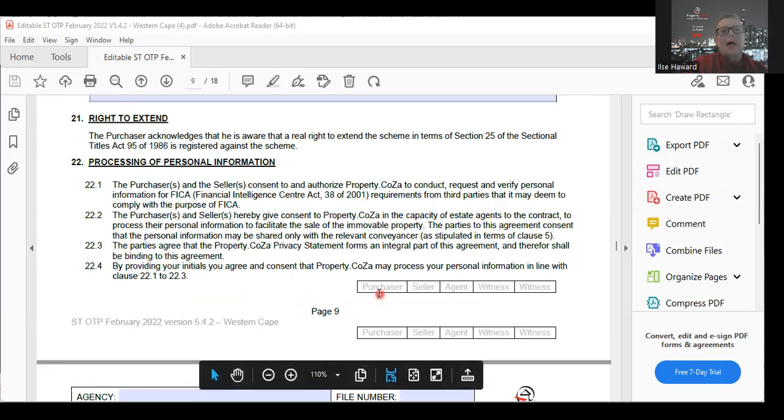afterwards. On page 9, it's important that you see there are two places where we need initials. This 22 is regarding the POPI Act, so you must put in your purchaser, seller, and all your initials here twice.